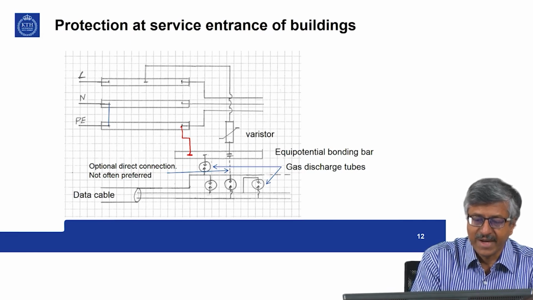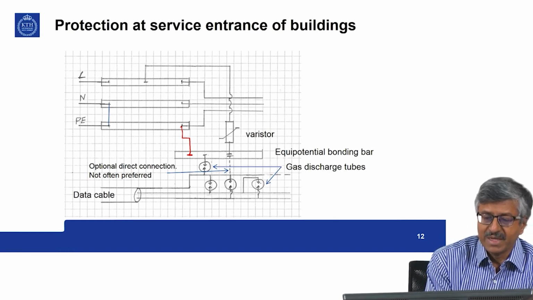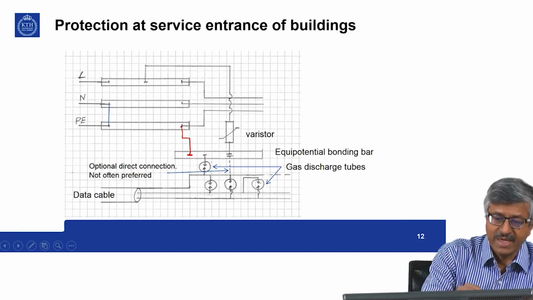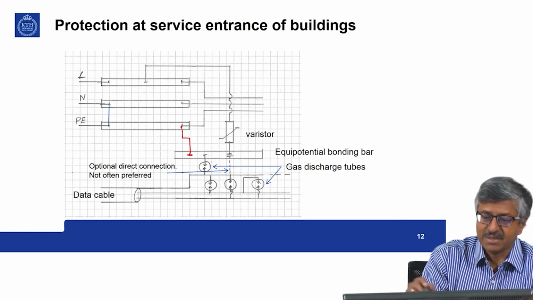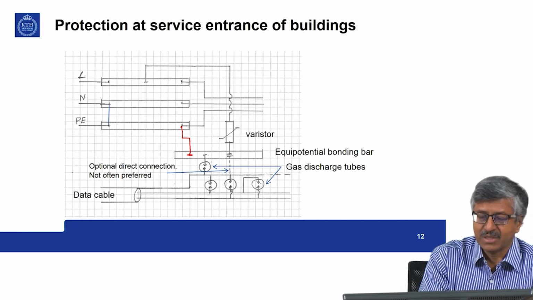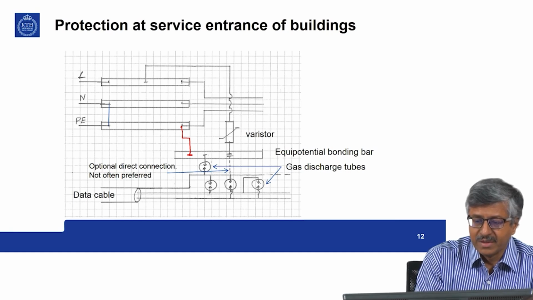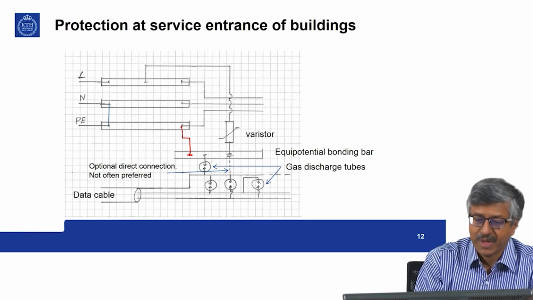So, instead you connect using a spark gap. The reason is that when there is an overvoltage here, this whole system is going up in potential due to a lightning, then this spark gap will operate and equalize the connection, and once the lightning surge has passed, again you have this isolated system. Then these spark gaps give protection against differential mode transients.